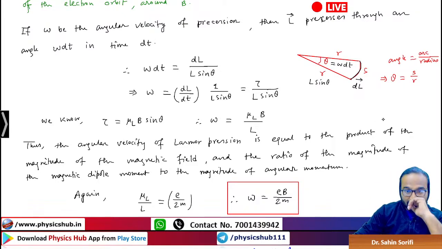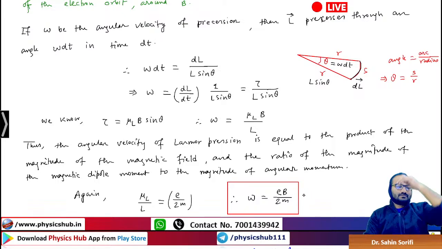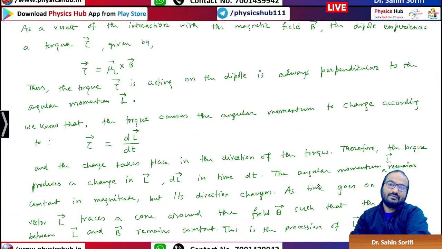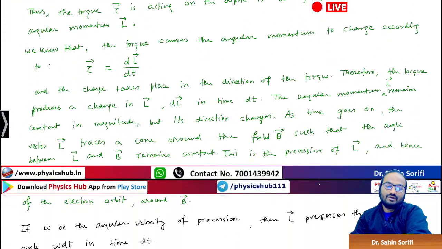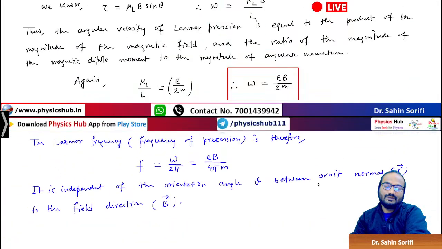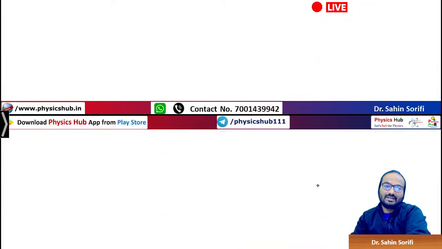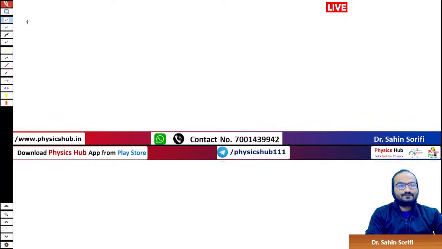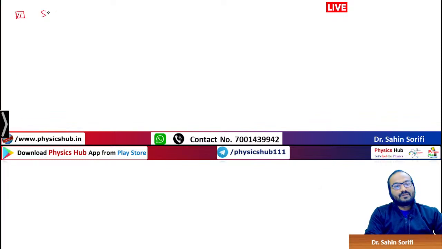That thing is given in the space quantization. For a particular value of L, what may be the possible components of Lz, that is given in the space quantization. Let us talk about space quantization.